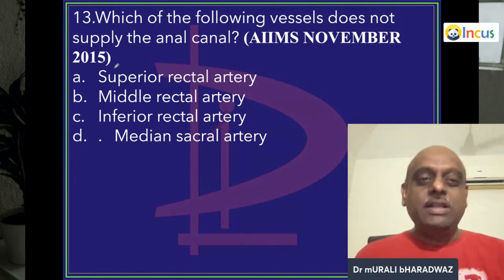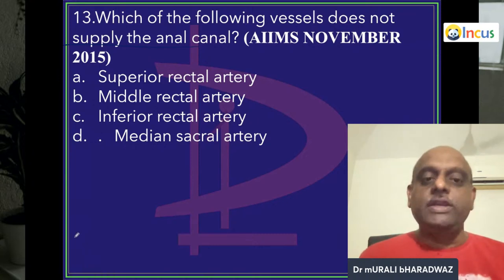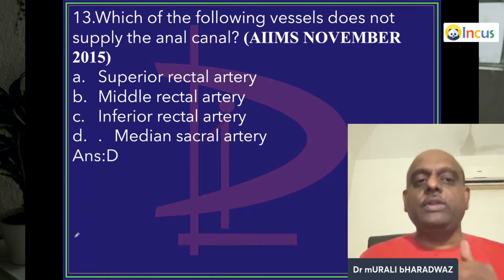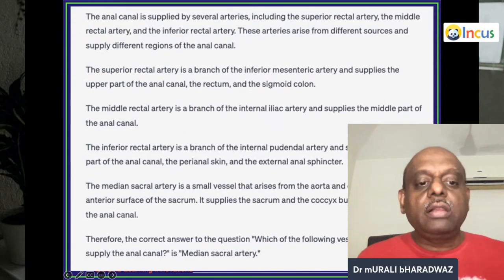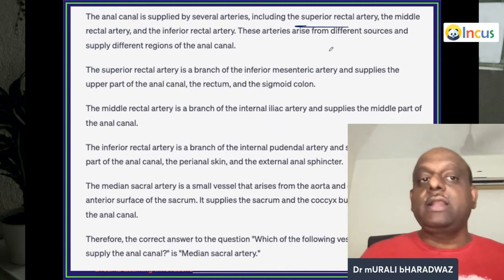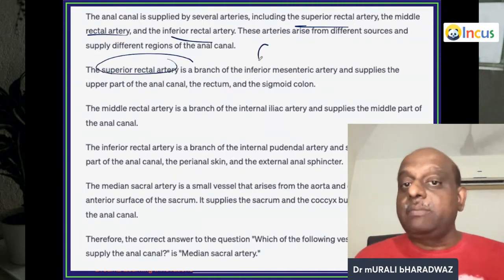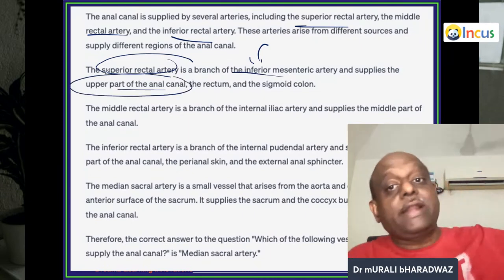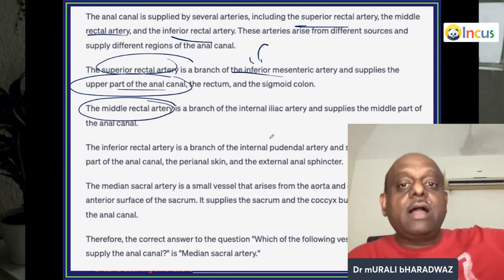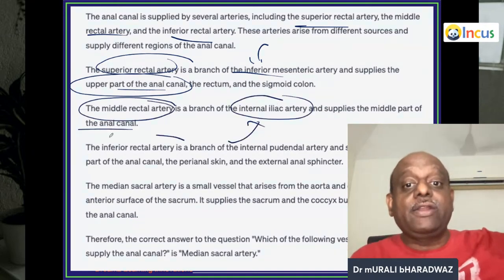Now, which vessels do not supply the anal canal? So, to be very sure, above the pectinate, below the pectinate. The anal canal is supplied by superior rectal, middle rectal, inferior rectal. Superior rectal is the branch of the inferior mesenteric artery and supplies the upper part of the anal canal, rectum and sigmoid. Middle rectal is the branch of the internal iliac artery and supplies the middle part of the anal canal.